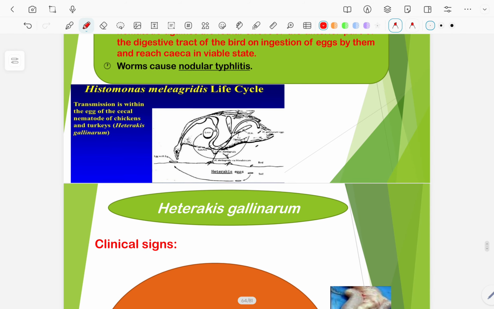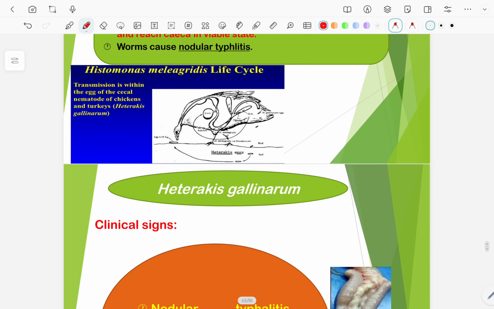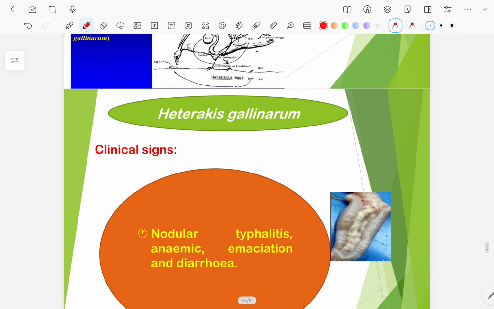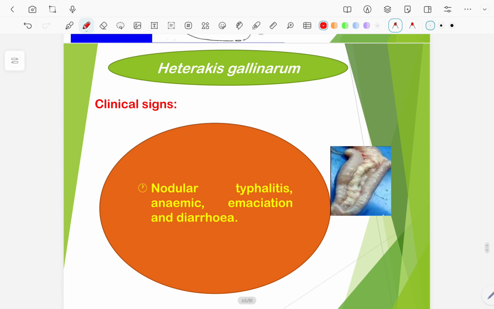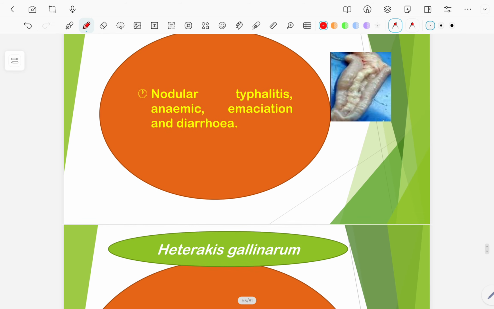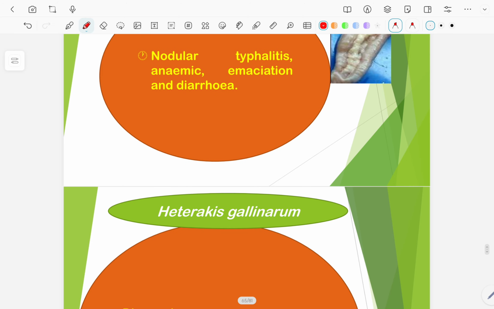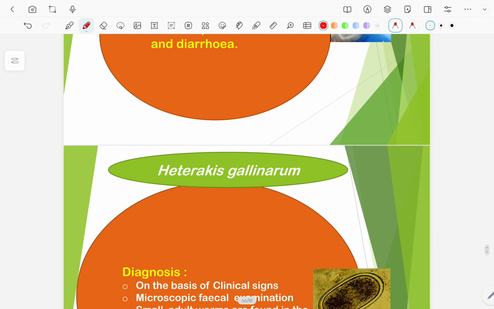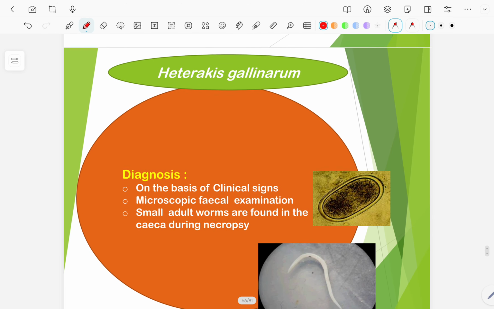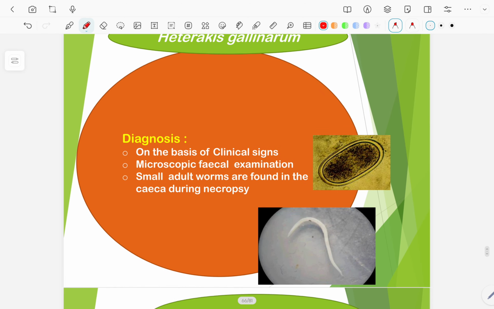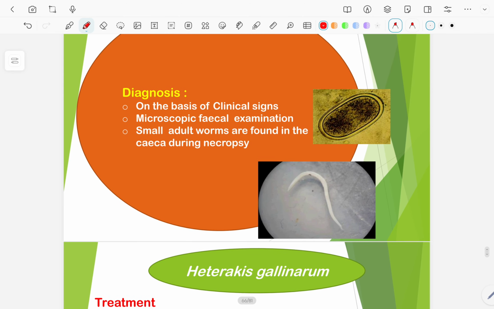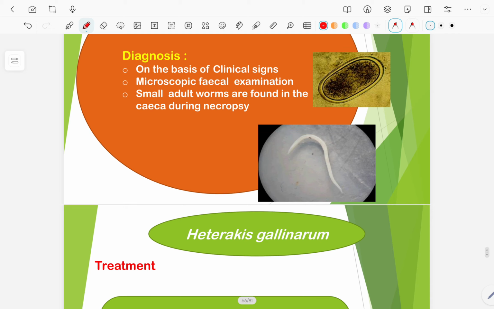Histomonas meleagridis life cycle. Heterakis gallinarum clinical signs: nodular typhlitis, anemia, emaciation, and diarrhea. Diagnosis is on the basis of clinical signs and microscopic fecal examination. Small adult worms are found in the ceca during necropsy.